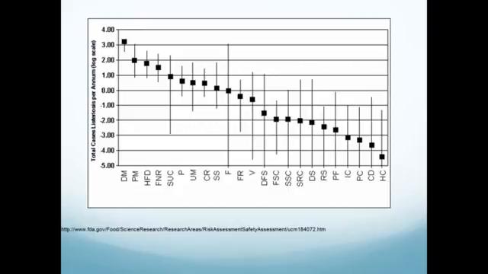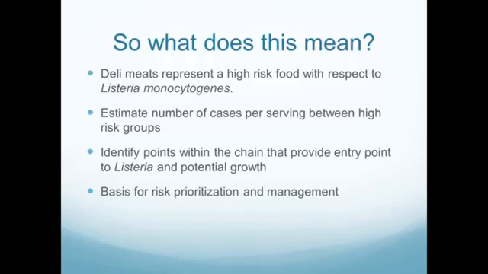So what it does in government then, it gives them an idea how to rank risks and also where to put inspection resources. And for processors, it says, well, you've got deli meat, that's going to be a very high risk for listeria. So what does it all mean? Well, deli meats obviously do present a high risk with listeria.